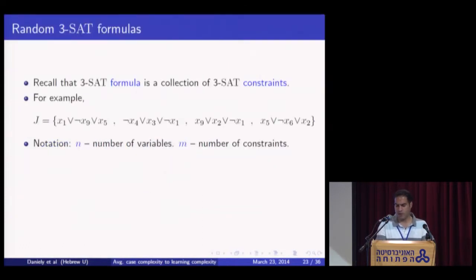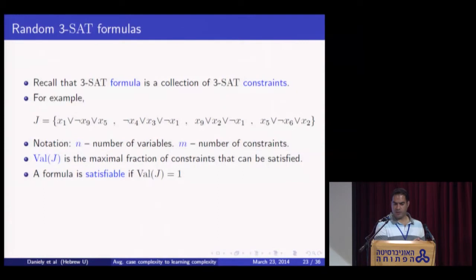He talks about random 3-SAT formulas. So I guess that all of you remember what a 3-SAT formula is. It's simply a collection of 3-SAT constraints. We will denote by n the number of variables and by m the number of constraints.